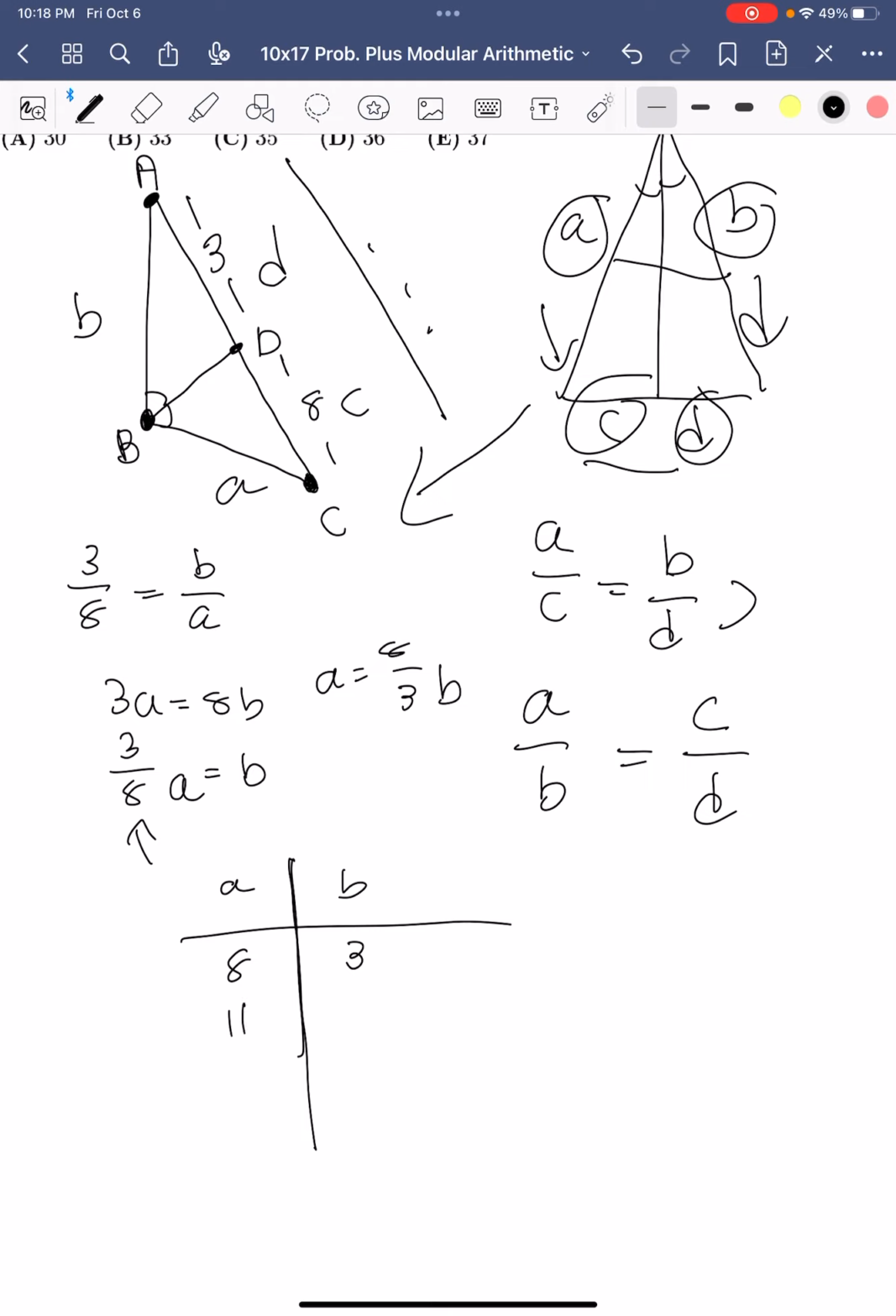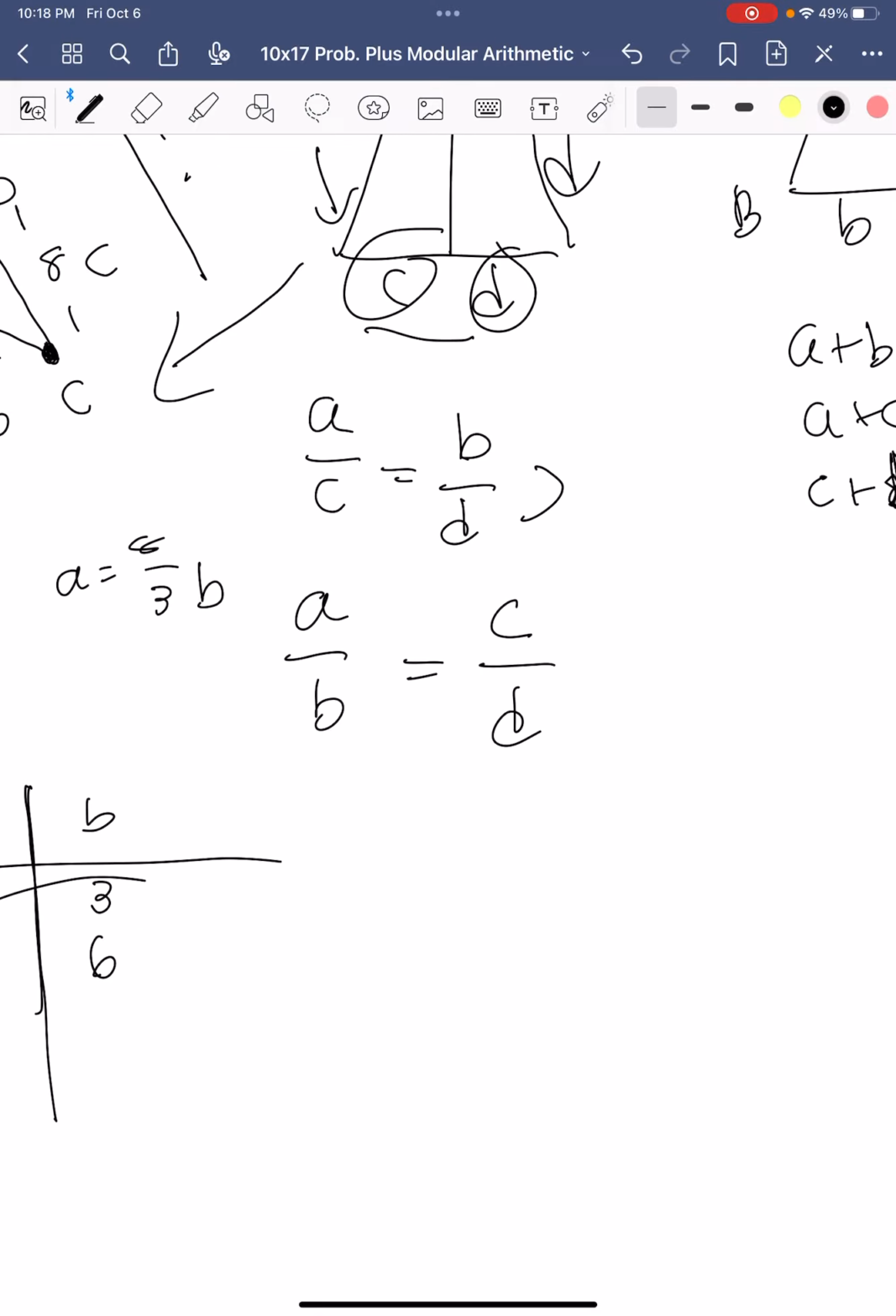How about 16? Well, if we try 16, then that means that b will be 6. And if you think about this, 16 plus 6 is 22, which is greater than 11. 16 plus 11 is greater than 6. And then 6 plus 11 is greater than 16, or 17 is greater than 16. So therefore, we satisfy the triangle inequality. And this is the second smallest, as the first one didn't work.